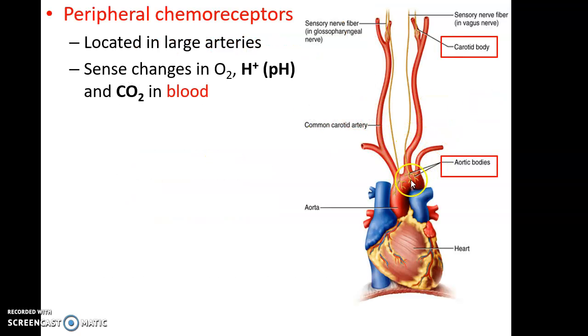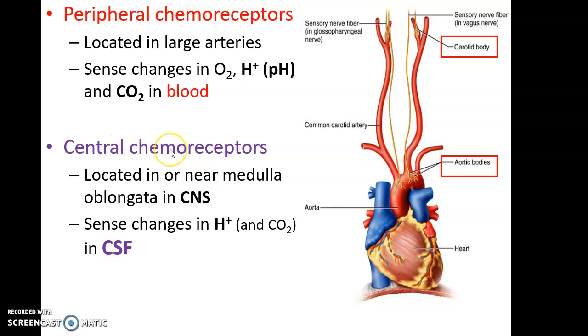So we have peripheral chemoreceptors in the main arteries that are detecting for changes in oxygen levels in the blood, in pH levels, which would be hydrogen ions specifically, and in carbon dioxide levels in the blood. So these are being detected by these chemoreceptors and sending information to the brainstem all the time.